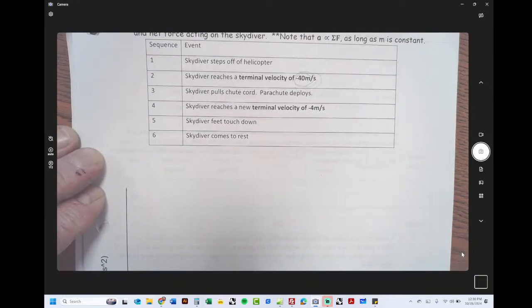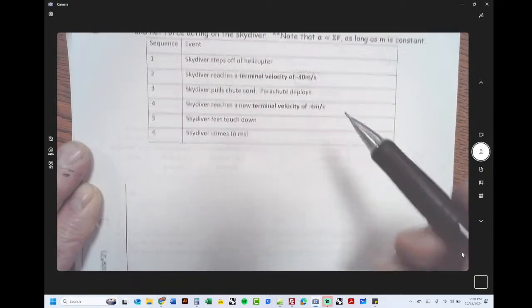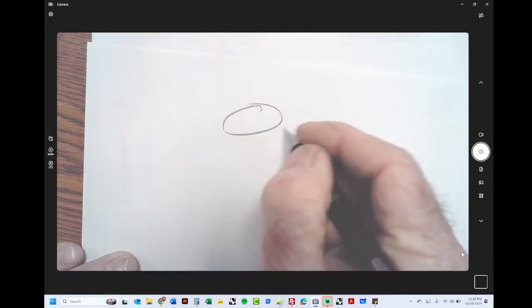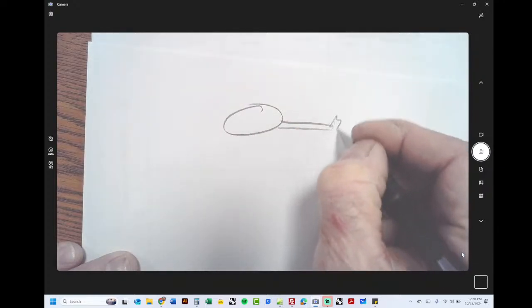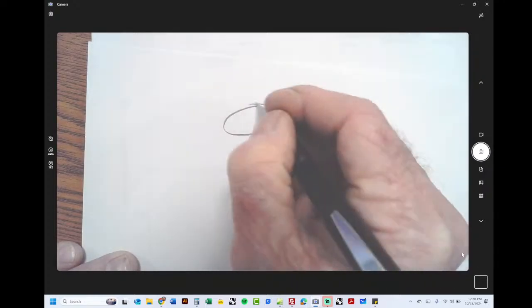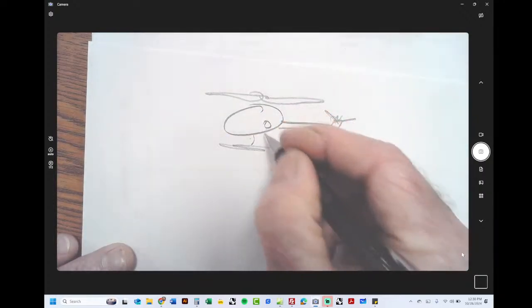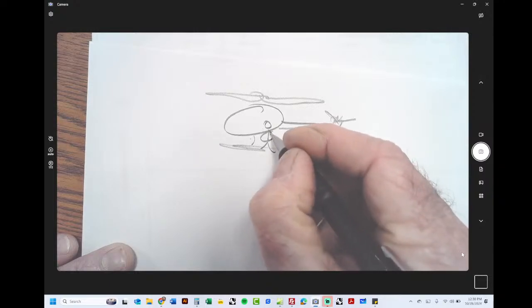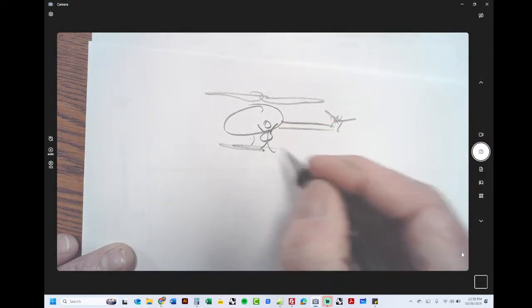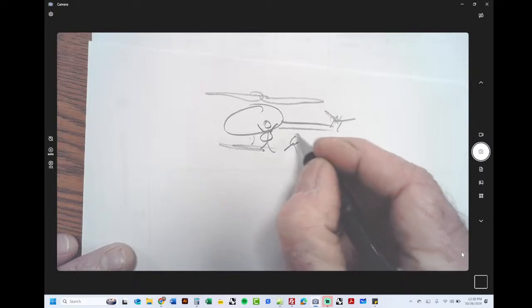Okay, let's just start drawing acceleration. So as soon as you step off a helicopter, I am going to draw over here. Why a helicopter? Why not an airplane? Yeah, I didn't want to have to deal with the other motions. So here's somebody, there's a skydiver. They step off. They're right here standing in space.